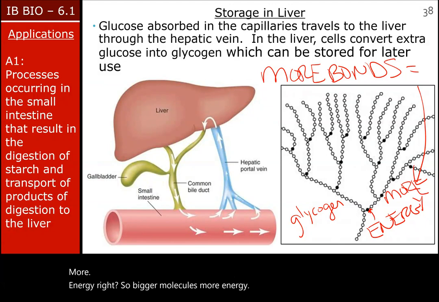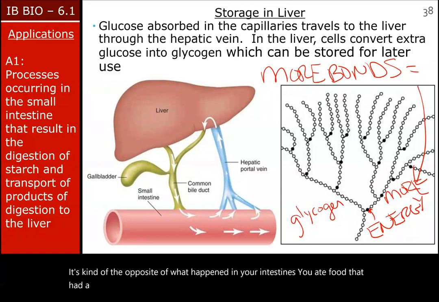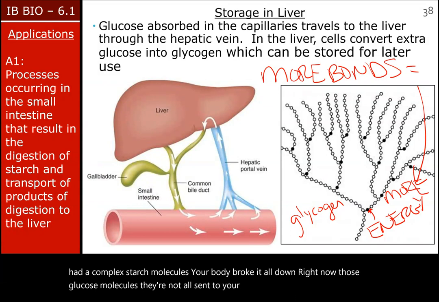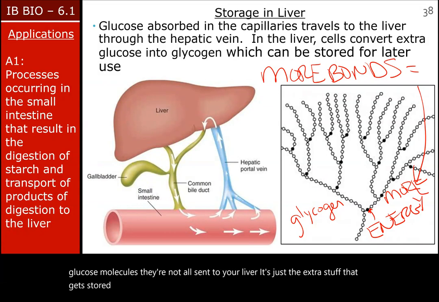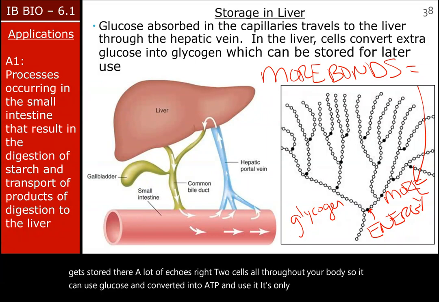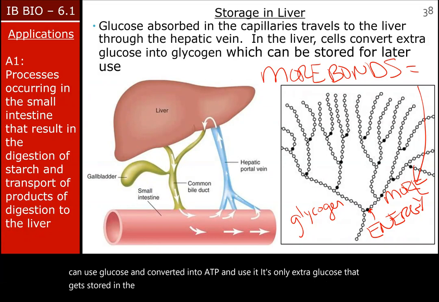It's kind of the opposite of what happened in your intestines. You ate food that had complex starch molecules, your body broke it all down, right? Now, those glucose molecules, they're not all sent to your liver. It's just the extra stuff that gets stored there. A lot of that goes right to cells all throughout your body so it can use glucose and convert it into ATP and use it. It's only extra glucose that gets stored in the liver and converted to glycogen.